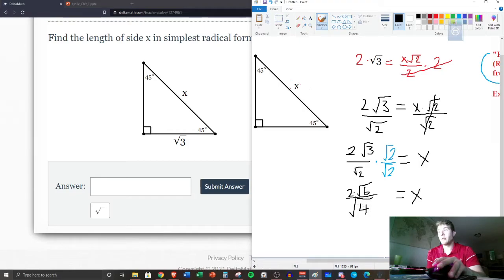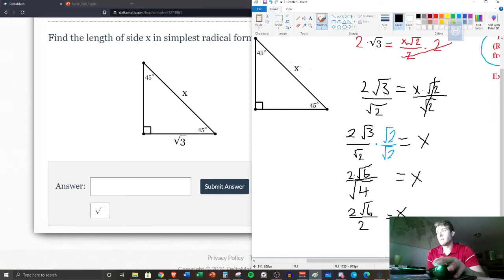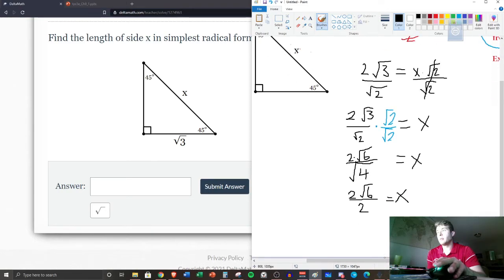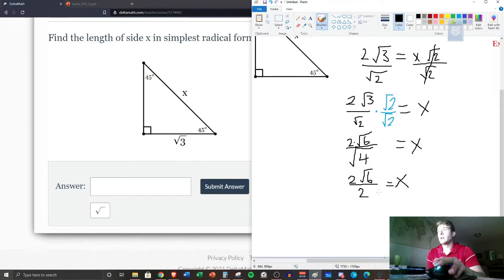What is square root 4? Well, it's 2 on the bottom. Square root 6 on top. Now these 2's here are going to divide away, and so it simplifies a little bit further. And that means our answer is square root of 6. Okay. So that's a lesson on what's called rationalizing.